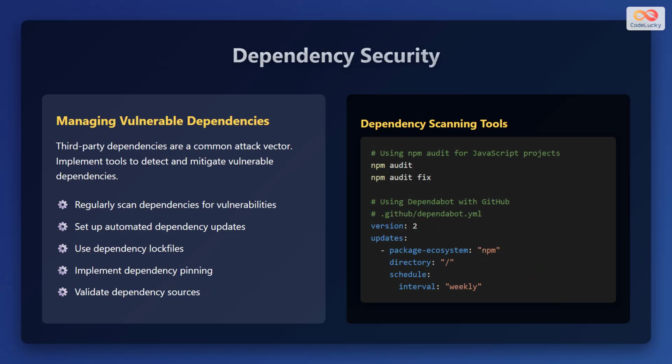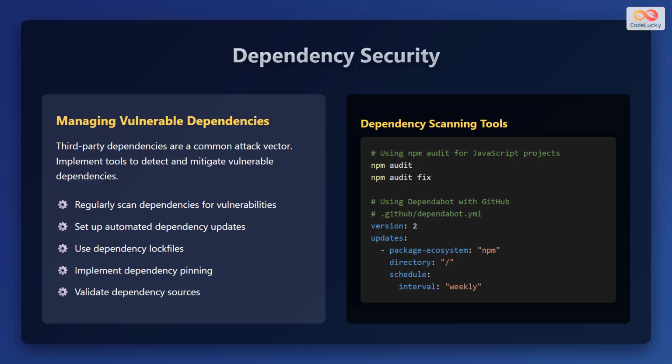Let's delve into dependency security. Third-party dependencies are a common attack vector. Implement tools to detect and mitigate vulnerable dependencies. It's important to regularly scan dependencies for vulnerabilities, set up automated dependency updates, use dependency lock files, implement dependency pinning, and validate dependency sources. For JavaScript projects, utilize npm audit. With GitHub, you can use Dependabot to automate dependency updates.